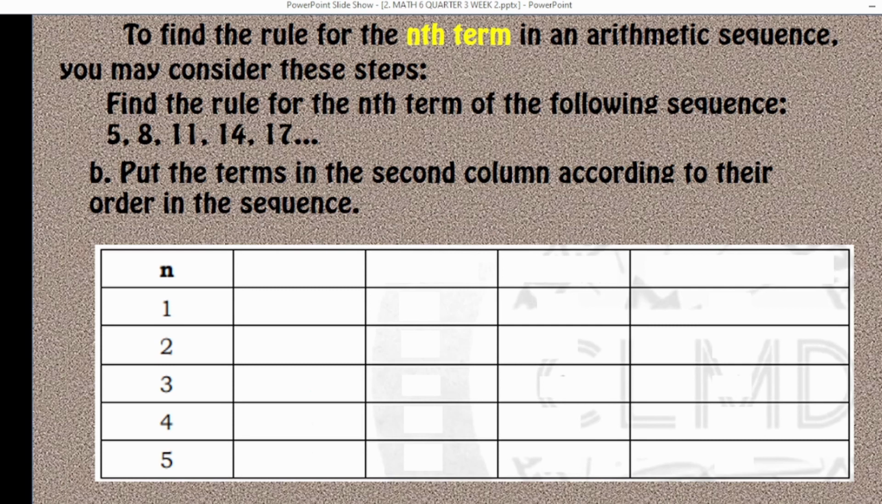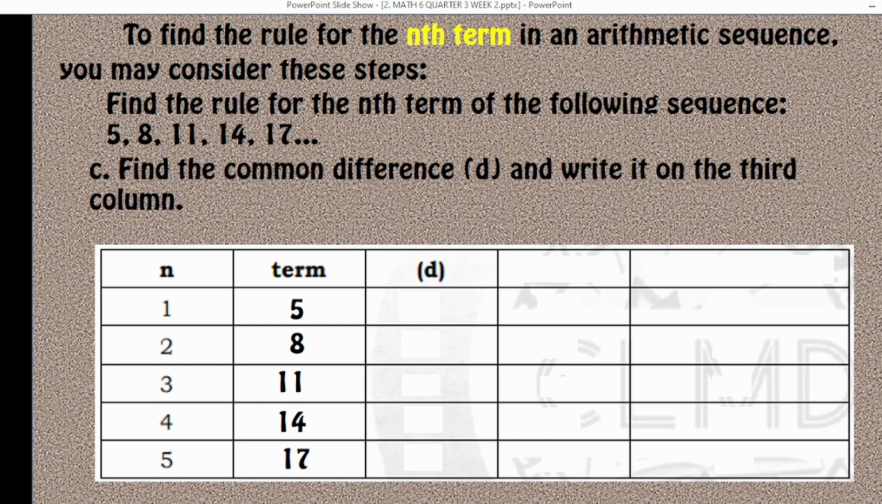So, letter B. Put the terms in the second column according to their order in the sequence. So, ang ilalagay natin sa second column ay ang term. So, isusulat natin depende sa pagkakasunod-sunod ng arithmetic sequence. Dahil 5 ang nauuna, so 5, and then 8, 11, 14, 17. Letter C. Find the common difference or letter D and write it on the third column.